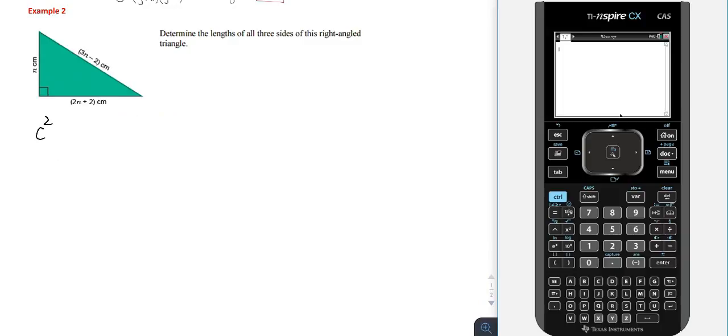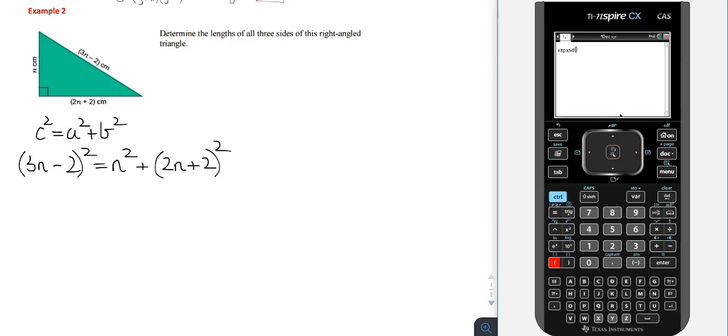Example 2 gets us to determine the lengths of all three sides of this right angle triangle. So we don't have all the information, but we do have a way to relate the sides of a right angle triangle, and that's your Pythagoras' theorem. So I can say that c squared is equal to a squared plus b squared, and then I can substitute in those side lengths. So 3n minus 2 squared is equal to n squared plus 2n plus 2 squared.